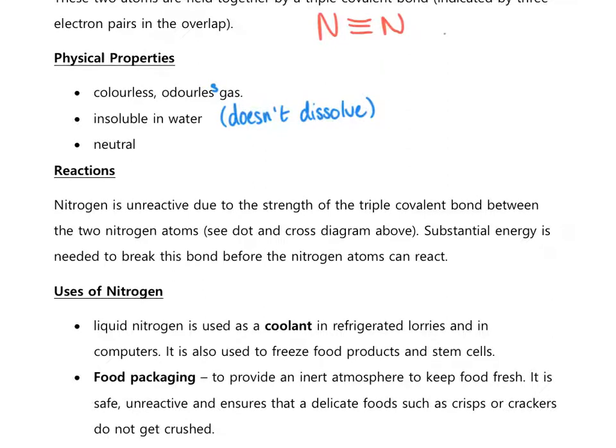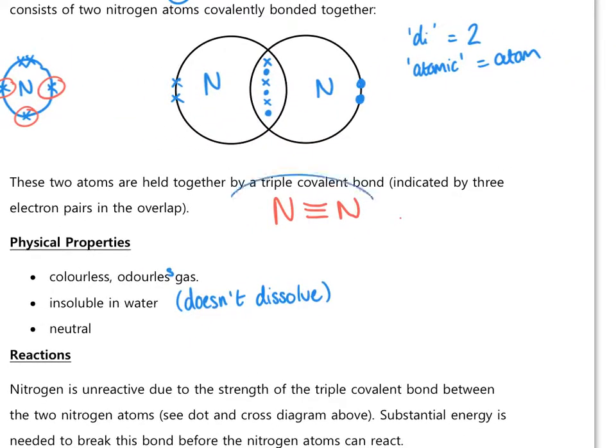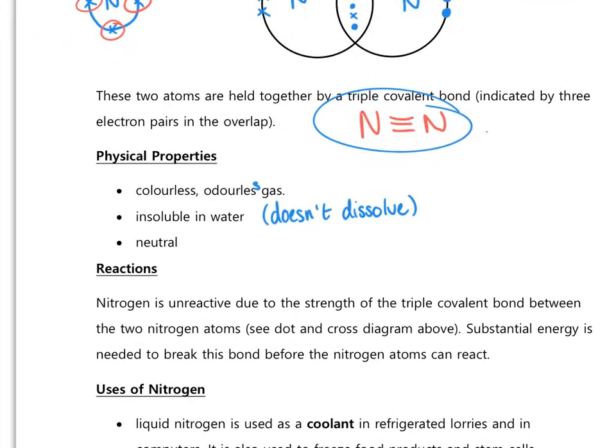Okay, now we're looking at the reactions of nitrogen, and as we've said a few times, nitrogen is very unreactive because it has this strong triple covalent bond. If you look back up at your covalent bonding diagram, the fact that it has a strong triple covalent bond means that when we try to react it, that triple covalent bond would have to break first of all before the nitrogen atoms can react with anything else. And that's going to take a lot of energy to break that bond.